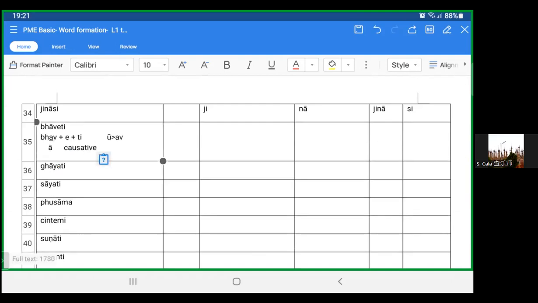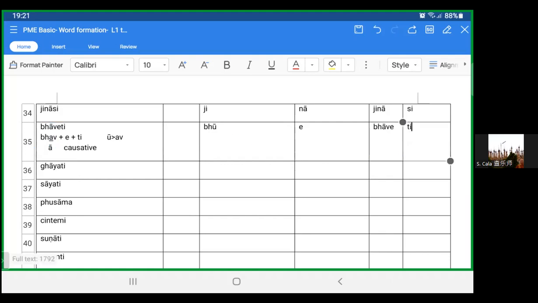So the root is B, H, U, boo. You have to remember this root because sometimes we have things like hoti, no? Hoti is also coming from this boo. So boo plus, maybe we don't put, if you want to put, you can put A here. Right, the base will be bhave.